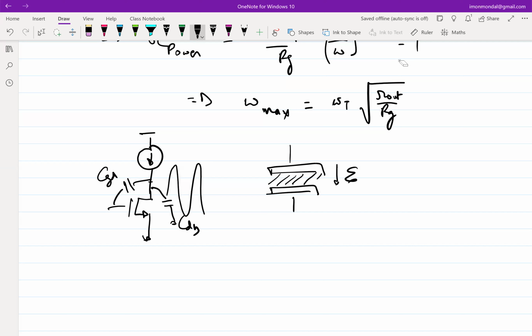So what is the solution to go to higher breakdown? I'm not talking about topology change. Whatever you can do in one topology, you can do in any other topology also, in any other process also.